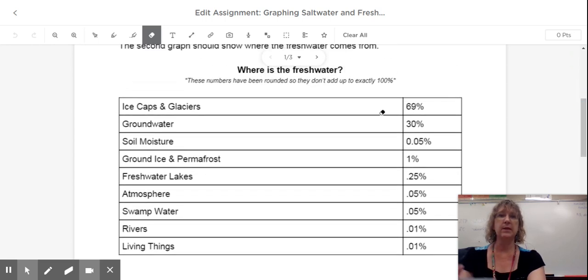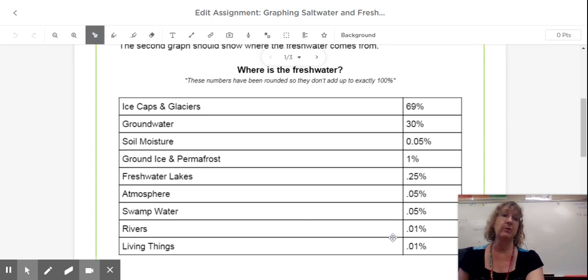Now, you will notice these numbers down here, we rounded some of these numbers. Some of these numbers were so tiny, they'd be really hard to graph. So we rounded some of these numbers up just a little bit, but you still get the idea. There's not a lot of water in living things, right? Freshwater lakes, even though they seem huge, these include reservoirs too. So think about places like Jordanelle Reservoir, or even like Utah Lake and how big it is. That still only accounts for 1/4 of 1% or 0.25%. It's not a lot of fresh water.